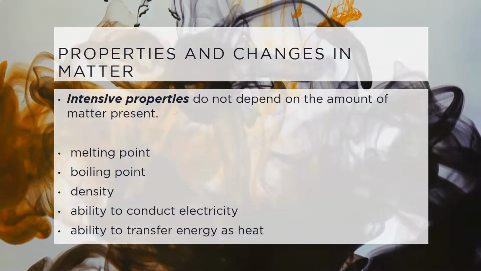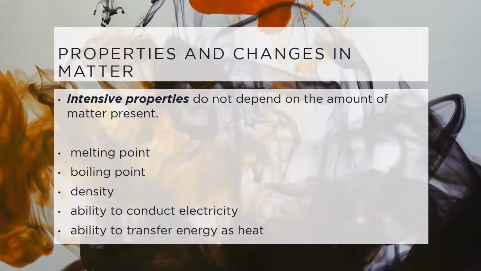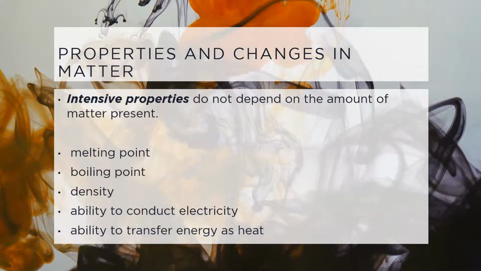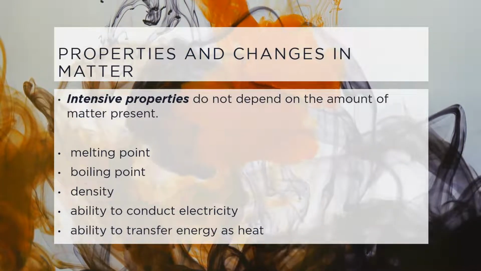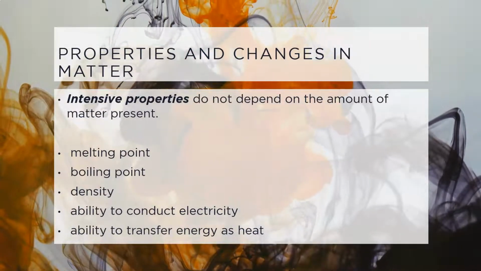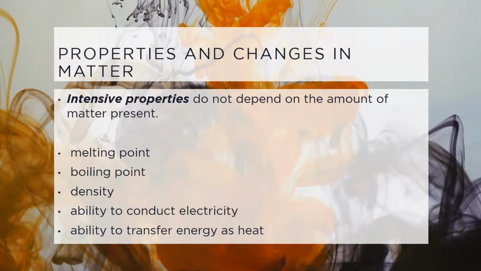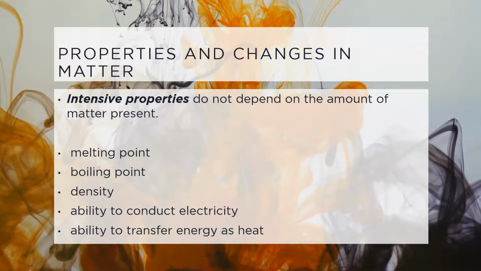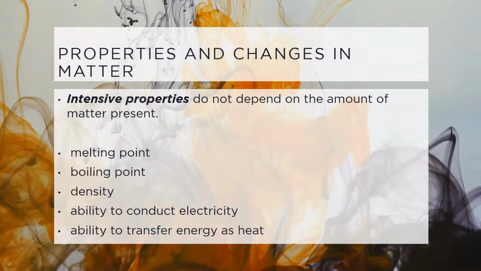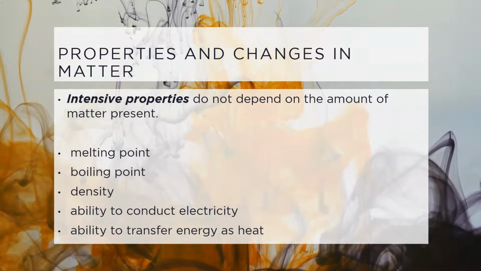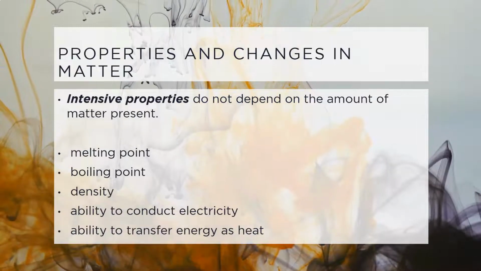So for instance, melting point, boiling point. If I have copper, it's going to melt at a certain point. It doesn't matter if I have a small piece of copper wire or if I have pennies. All those copper will melt at the same temperature. And water will always boil at the same temperature. It doesn't matter if I have a cup or a giant jug of water. I need to get that water to 100 degrees Celsius in order for it to boil.